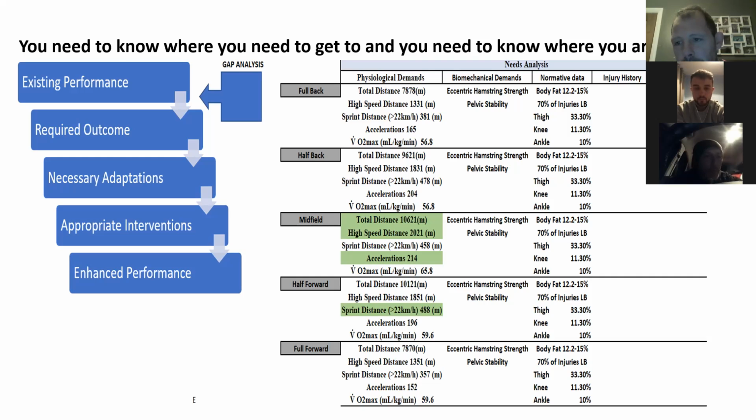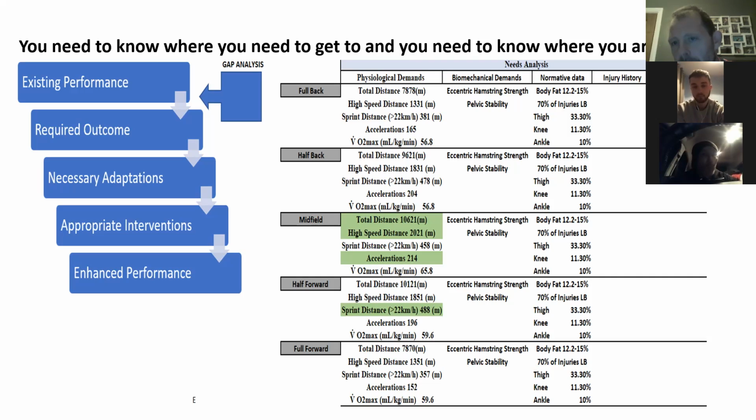So we can see we have positions here. We have fullback, halfback, midfield, half forward, and full forward lines, right? You can see that we have physiological demands, biomechanical demands, and normative data as well. We also have injury history and how we play the game as well, right?